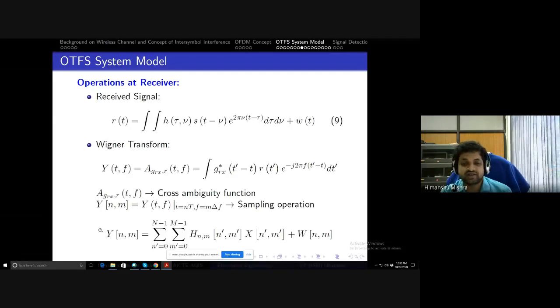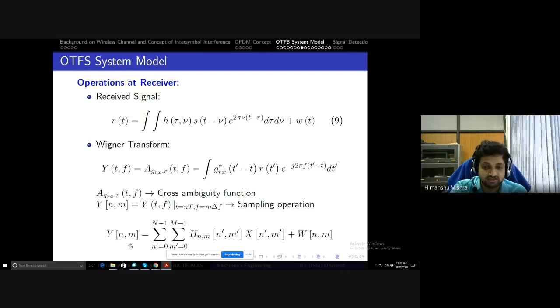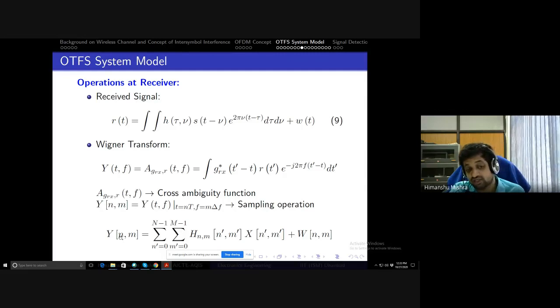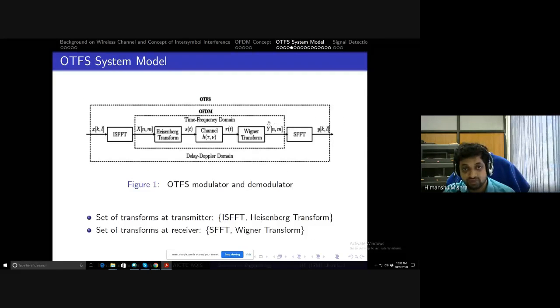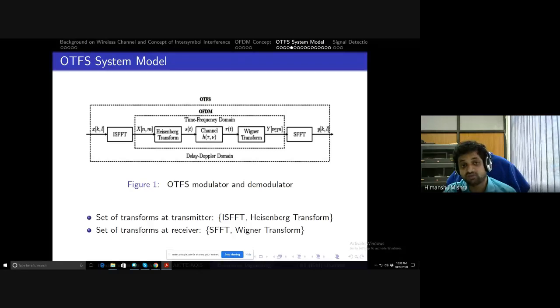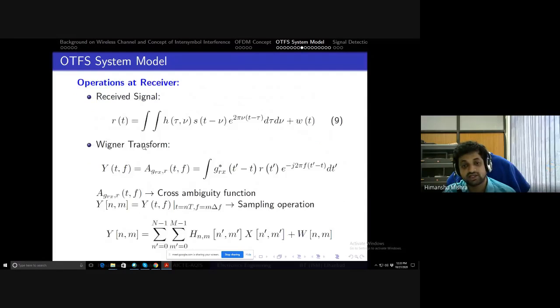Now the relationship, I'm not deriving it, I'm writing the simple relationship of YNM. What is the relationship of the received signal in the time frequency domain with the transmitter signal in the time frequency domain? That you can see, the relationship of YNM with XNM, you can get from here. And this is a generalized relationship. I have not taken any single pulse. I will tell you how this relationship can be simplified by taking an ideal pulse and a practical pulse.